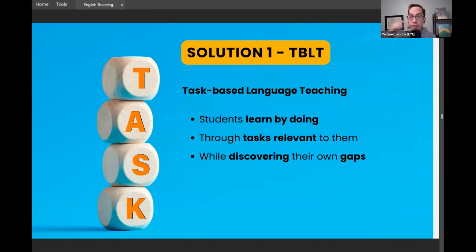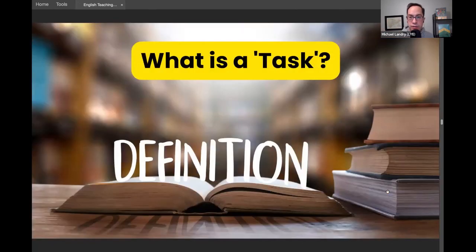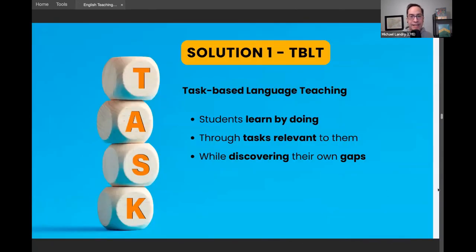And as they do this, they're discovering their own gaps, and they're noticing the different areas of their language that they can nuance, refine and make better. So again, it focuses on meaning first. It works with the resources the students have, and then we refine later.